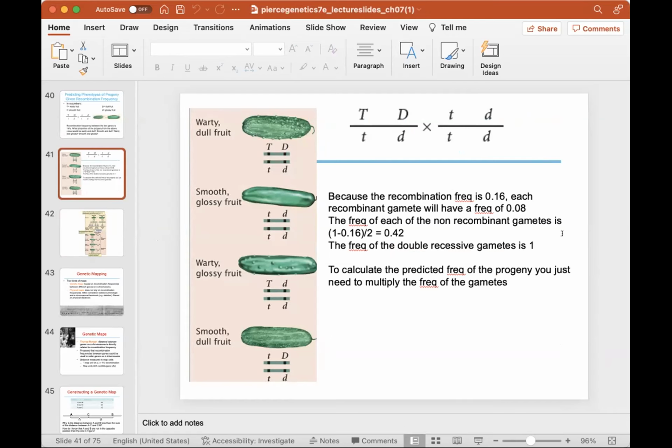Yes. Okay, so we are told that the recombination frequency is 16, right? And because the recombination frequency is 16, that means the frequency at which we are crossing over between our T's and our D's is 0.16. So that 0.16 accounts for T and D, which is why we divide it by 2 to get 0.08 for the frequency of each individual gamete. Does that part make sense so far?